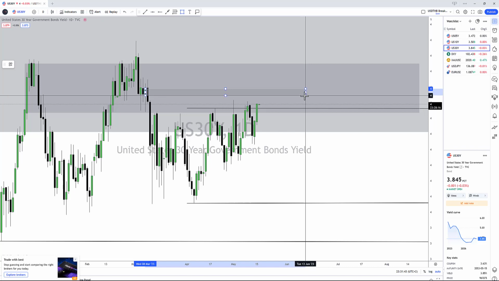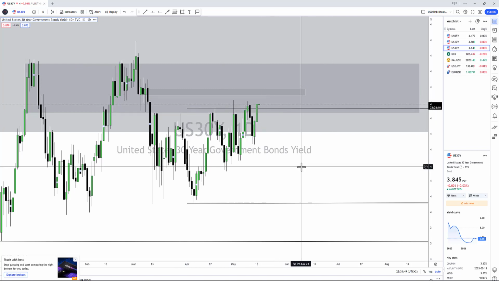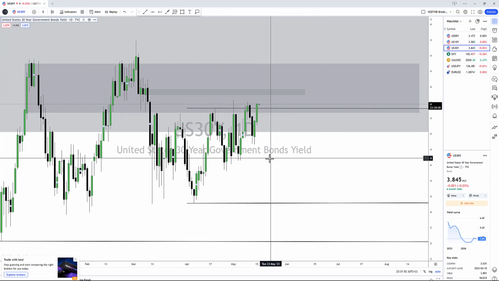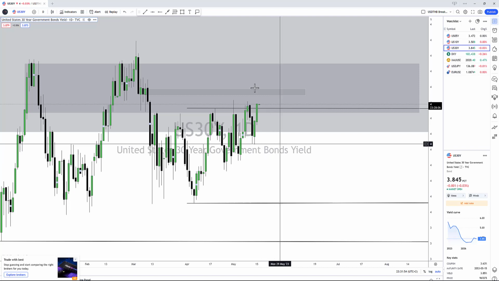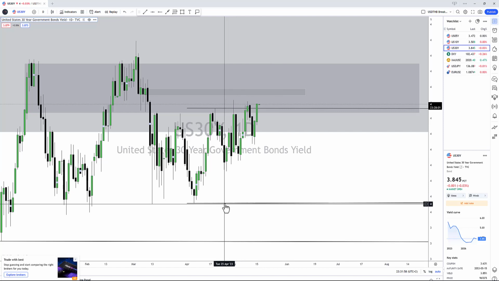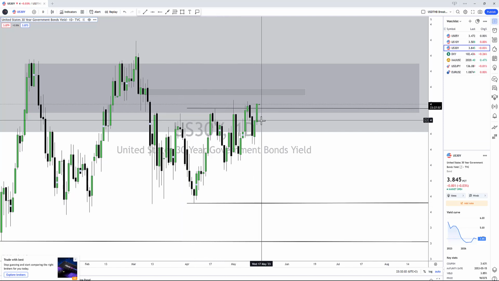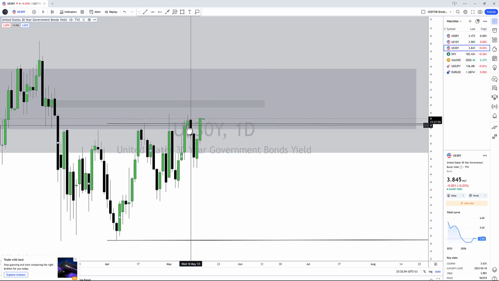You see, these are all the areas now that you have to anticipate price to find resistance and push to the downside, right? Find resistance and push to the downside. Ultimately, our target is right down here. So this is the daily. You can see here, this is our bearish order block and price closed above it.